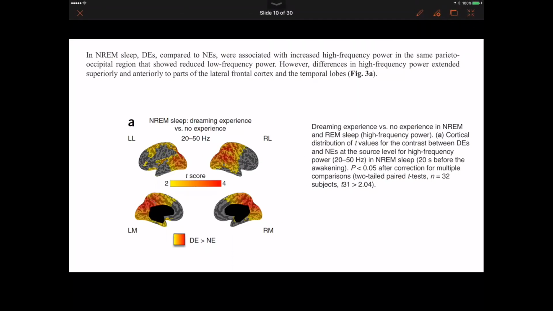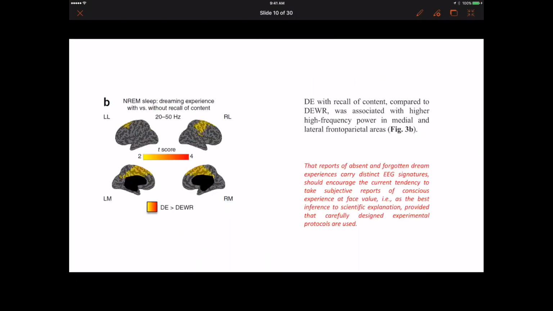So here we have the non-REM sleep dreaming experience versus no experience. And if you have a dream experience that you can recall, there is massive activation of various centers in the brain, mostly posterior areas, but also encroaching on more frontal areas and even prefrontal areas. Now, recall versus non-recall is differentiated really by the fact that more frontal areas are required for recall to take place, whereas with no recall, mostly posterior areas are activated.